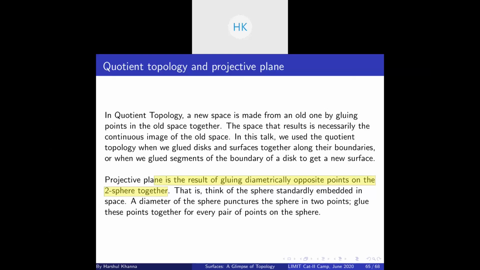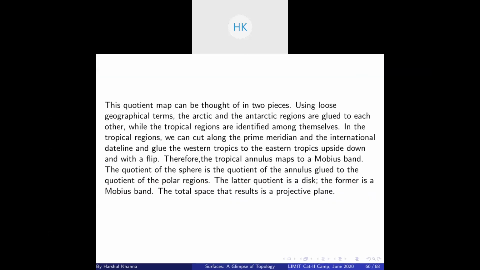This is another interpretation of projective plane in 3D. That is, think of the surface standardly embedded in the space. A diameter of the sphere punctures the sphere into 2 points, right? Glue these 2 points together for every pair of points on the sphere. This quotient map can be thought of in two pieces.